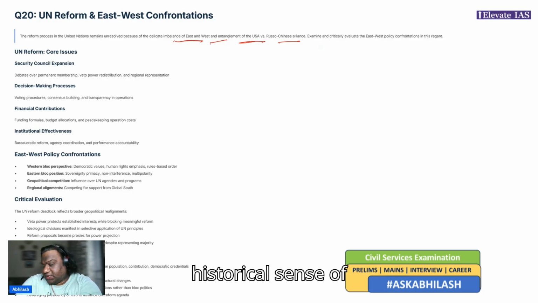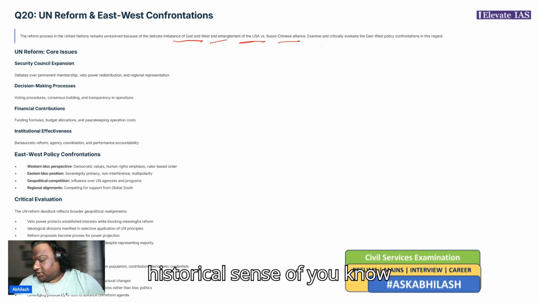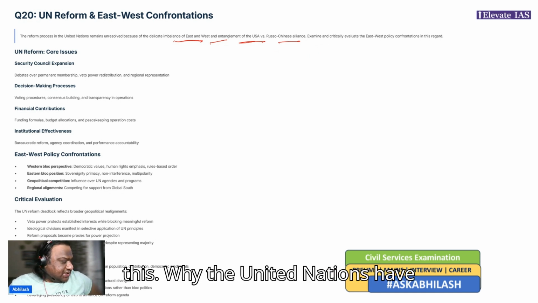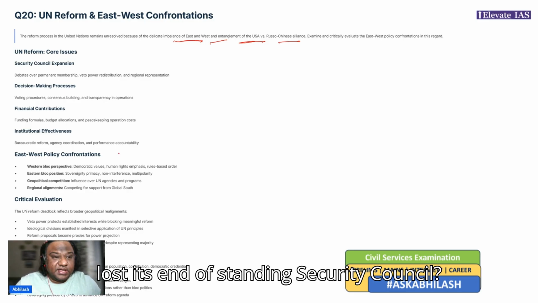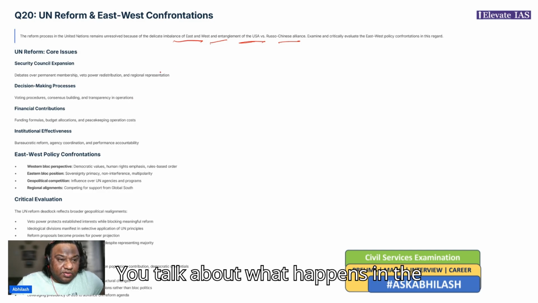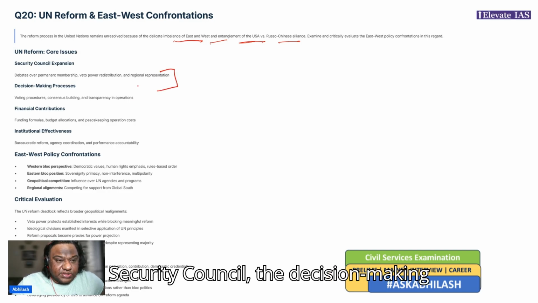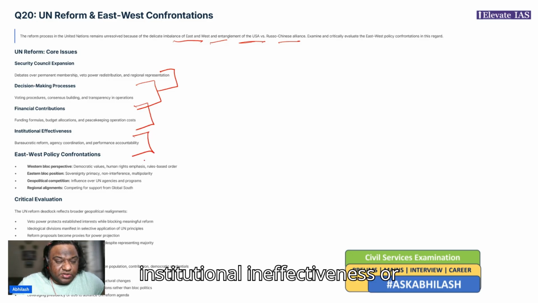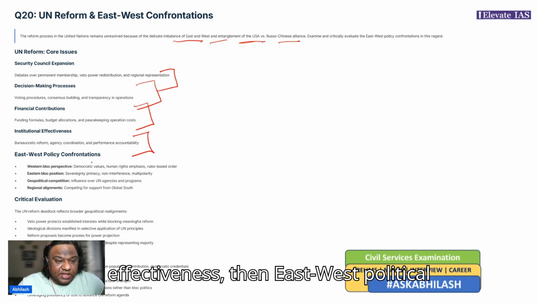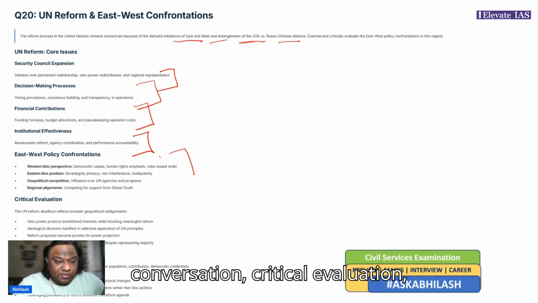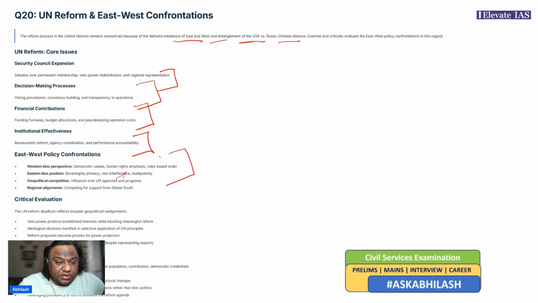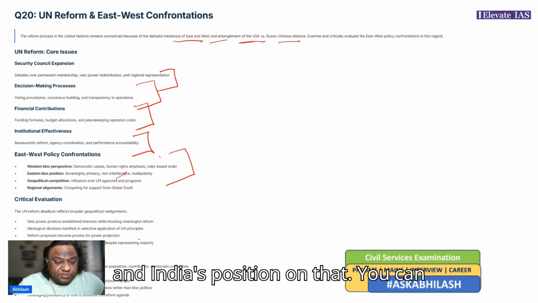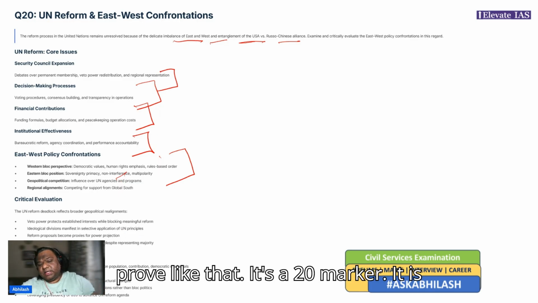And this is a very historical sense, you need to be aware about things in this. Why the United Nations has lost its standing in the Security Council. So you talk about what happens in the Security Council, the decision-making process, the financial contribution, the institutional ineffectiveness or effectiveness, then East-West political confrontation, critical evaluation, and India's position on that. You conclude like that.